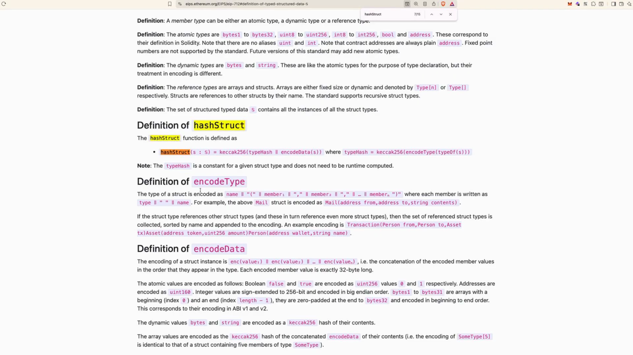Then the definition of encodeType. The type of a struct is encoded as name concatenated with parenthesis, concatenated with member 1, concatenated with comma, member 2, and up to member n, where each member is written as type, concatenation, empty space, concatenation name. For example, the above Mail struct is encoded as, got it, encodeType is simple.